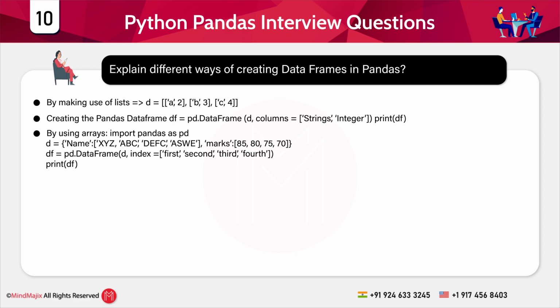So once we print this, what will be the output? We will be getting the name column and the marks column. And then the index is first, second, third, fourth. Okay. So this is how you create a data frame in Pandas.